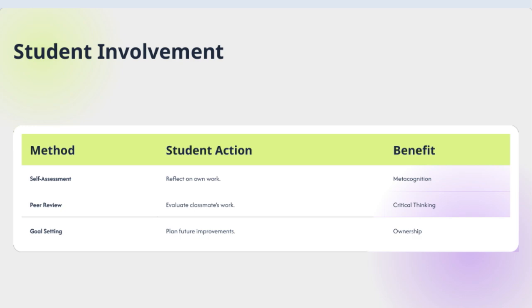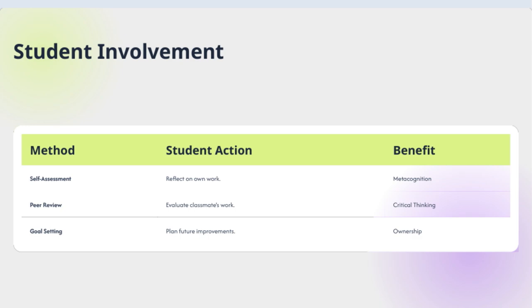Metacognition is another key idea. It's about students reflecting on their own thinking and learning processes, which fosters greater self-awareness. Self-assessment ties into this, as students evaluate their own progress and identify areas for growth. The overall benefit of these strategies is that they empower students to take control of their learning journey.